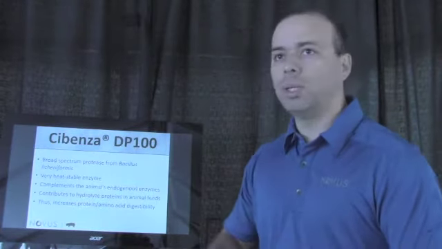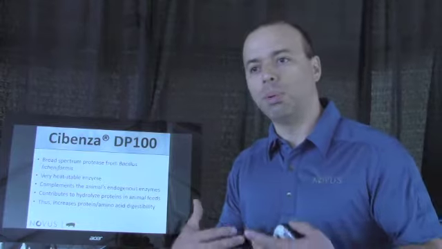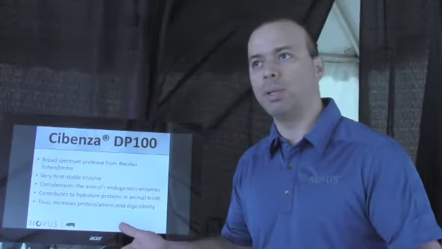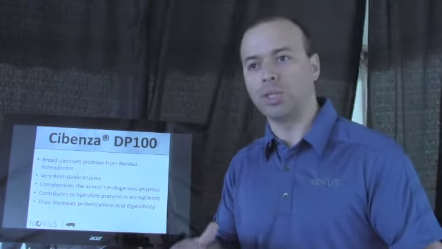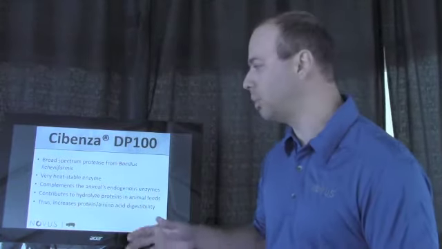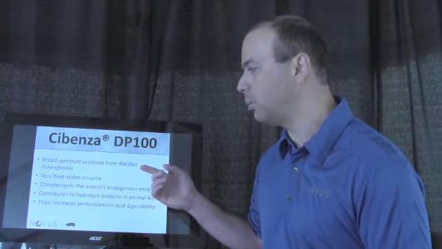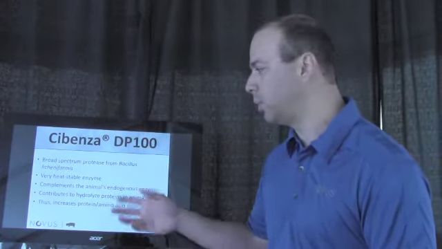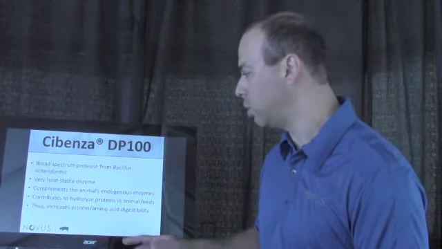If we talk about one of our products, which is Cibenza DP100, it's a protease, and I'm going to talk about this product because we've been using these digestibility concepts on enzyme technology. It's a protease that comes from Bacillus licheniformis. It's a stable product, so it can go through the pelleting process without worrying too much about it.